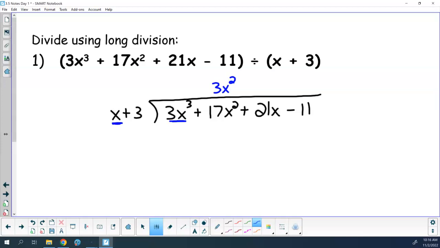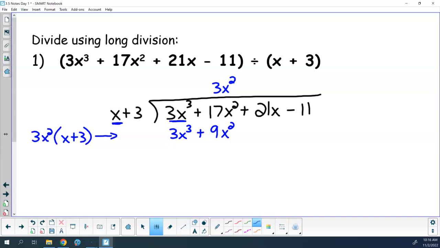Then down here, I'm going to take 3x squared, and I'm going to multiply it by x plus 3. Because that's what we did. You took whatever that number was up top, and you multiplied it by the number out in front. And then that's what you subtracted. So that's going to be 3x cubed plus 9x squared. Agree with that?